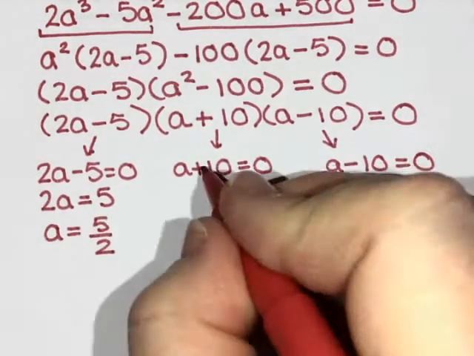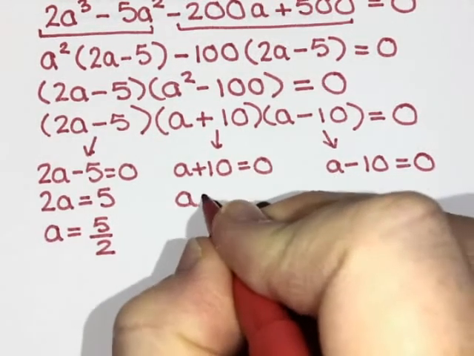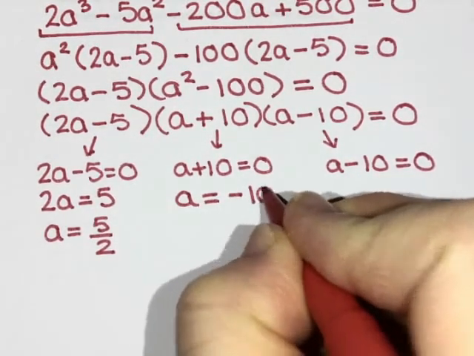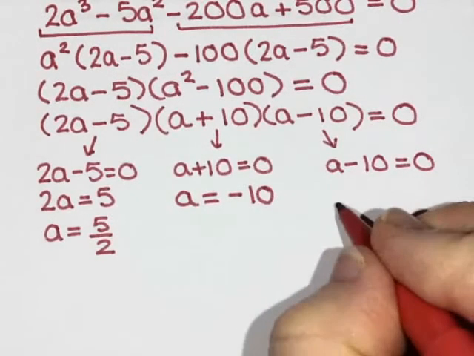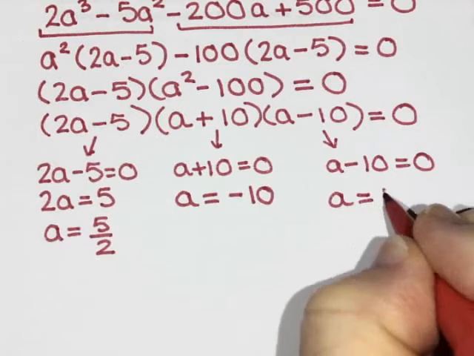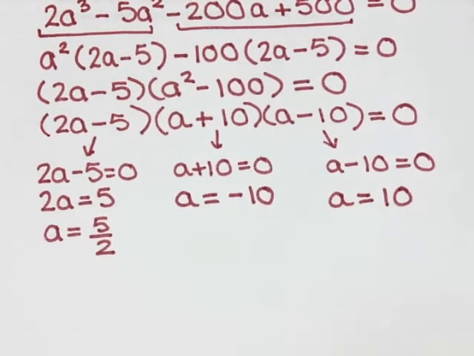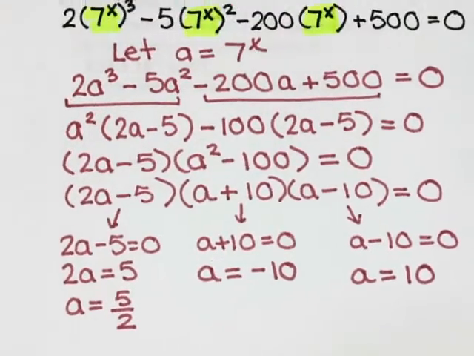For the a plus 10, I'm going to subtract 10 from both sides to get a equals negative 10. And then on a minus 10 equals 0, I'm going to add 10 to both sides to get a equals 10. Now, I feel at this point that I am finished, but the original question did not have a's.